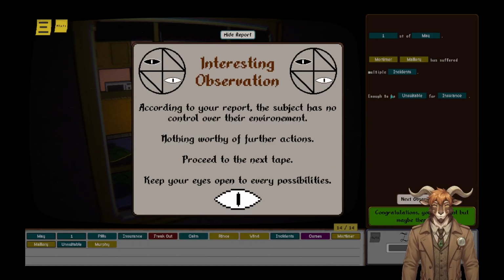Incidents. According to rural report, the subject has no control over their environment. Nothing worthy of further actions. Proceed to the next tape.